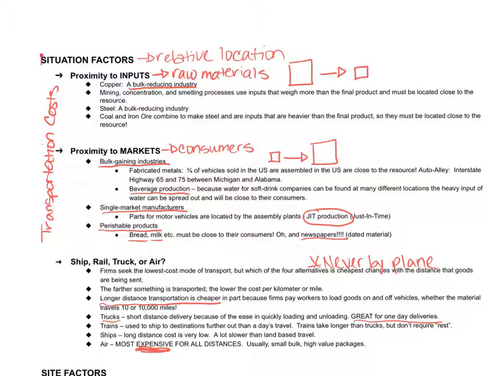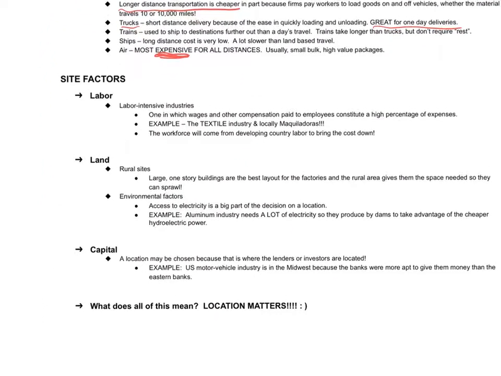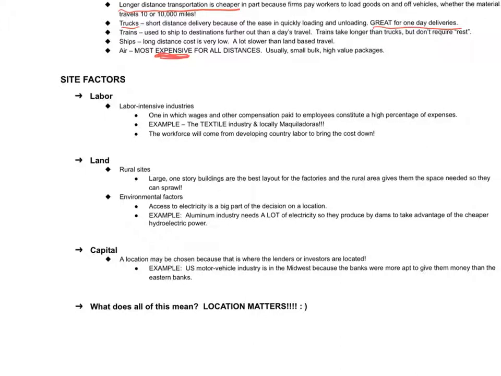All right, so that's situation. That's all relative location. What's around me that's going to make me want to locate here? Okay, let's look at site factors. So if situation is relative location, site is absolute. So that's like the dot on the map. X marks the spot. It's exactly right here that I'm going to locate. With site factors, you consider three things: labor, land, and capital.